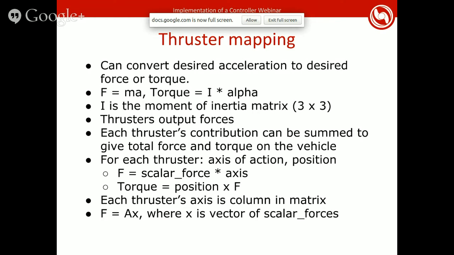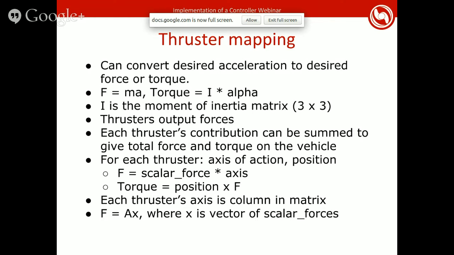What you do is you sum each contribution from each thruster and then add them all up like vectors. So to get the force, you just take a thruster. For each thruster, here's what you can do. Each thruster has a position and an axis in which it is pointed. So that's the direction it imparts force.